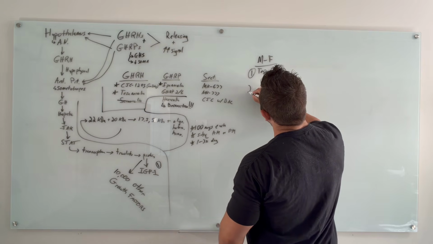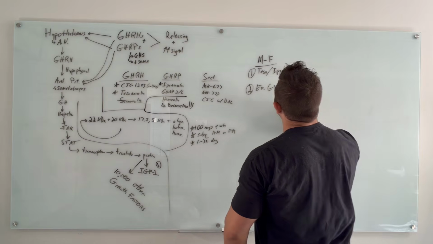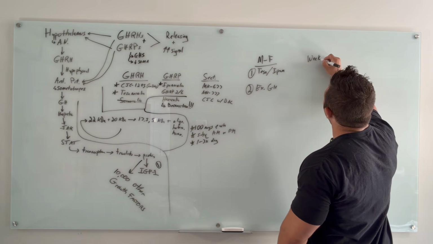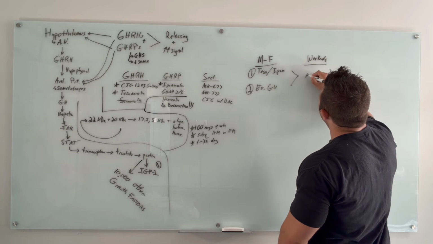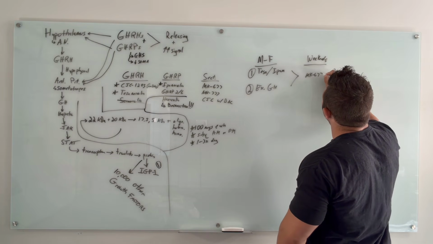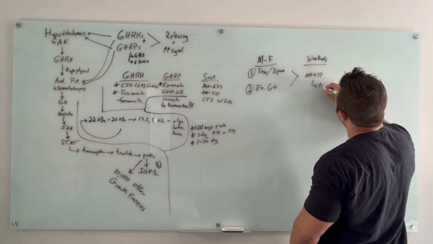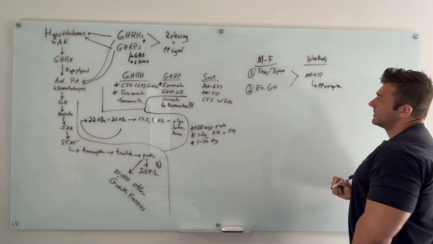And then week 2 is going to be with exogenous growth hormone. And either way, on the weekends, you would drop those. And for both of those, you would add in your MK-677, because again, this is a massive player on driving up the enzyme systems.